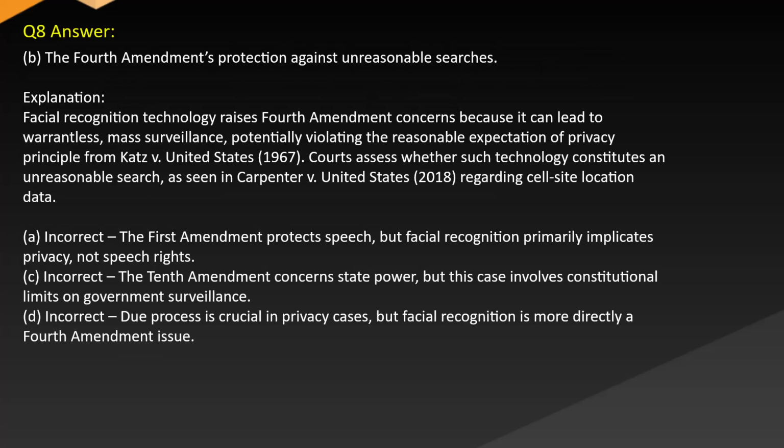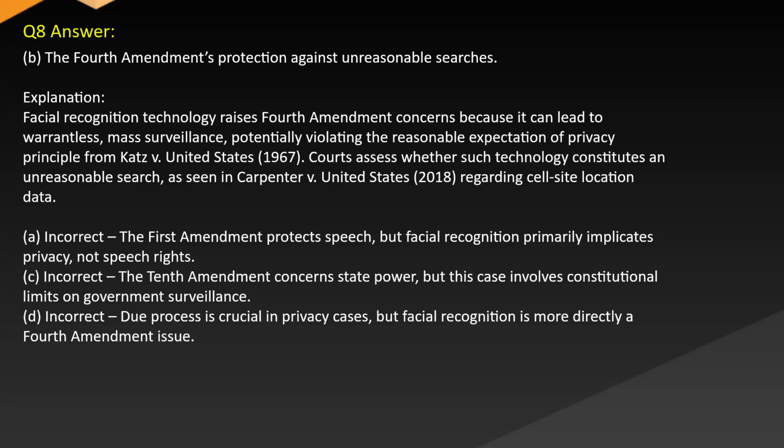Answer. B. The Fourth Amendment's protection against unreasonable searches. Explanation. Facial recognition technology raises Fourth Amendment concerns because it can lead to warrantless mass surveillance, potentially violating the reasonable expectation of privacy principle from Katz v. United States, 1967. Courts assess whether such technology constitutes an unreasonable search, as seen in Carpenter v. United States, 2018, regarding cell site location data.